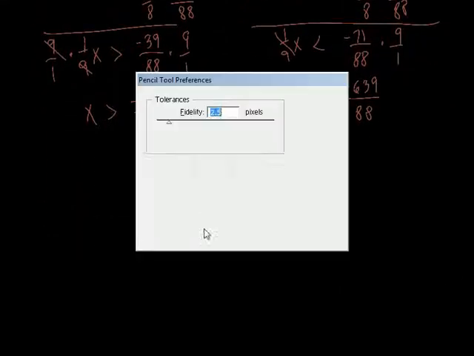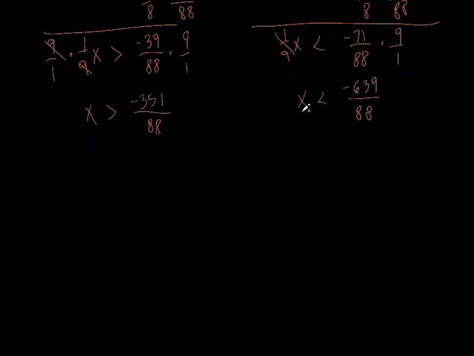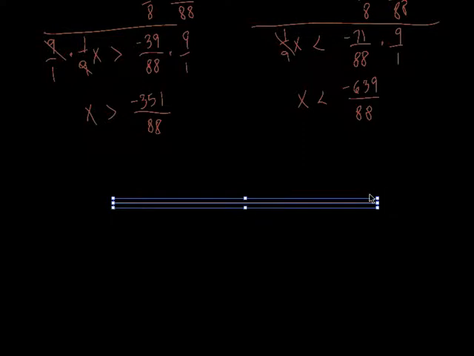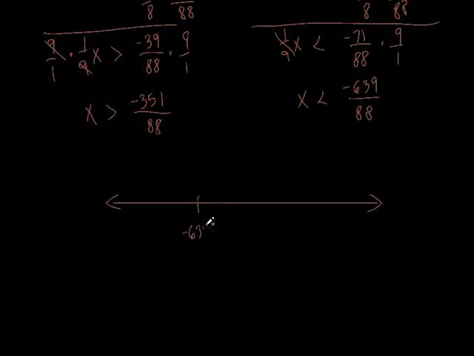Alright, so, whoopsie daisy, I don't want that. We got to write this in interval notation, correct? So I like to graph it just to see what's going on. So what's the smallest of these two numbers? It's that negative 639, isn't it? That's the smallest number. And this is a larger number, negative 351 over 88. All right, let's see what's going on. So what are we doing with that 351?